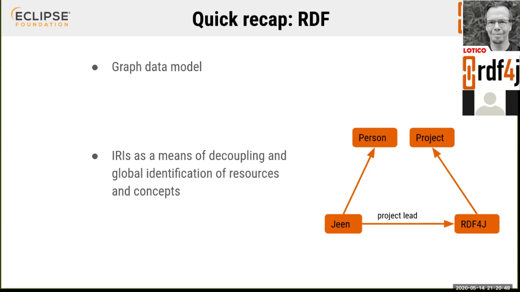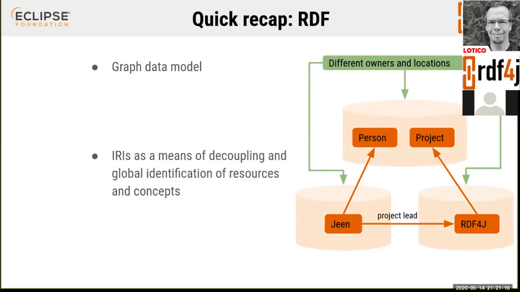That's not very exciting. What makes RDF RDF? It's not the fact that it is a graph data model, it's the fact that you use IRIs as a means of global identification. That's really the core of the RDF data model. So all these things where I now say Jeen or project lead or RDF4J or personal project, in reality are URIs or IRIs, globally unique identifiers. Why is that important? Because it allows decoupling of information, decoupling of data sources.